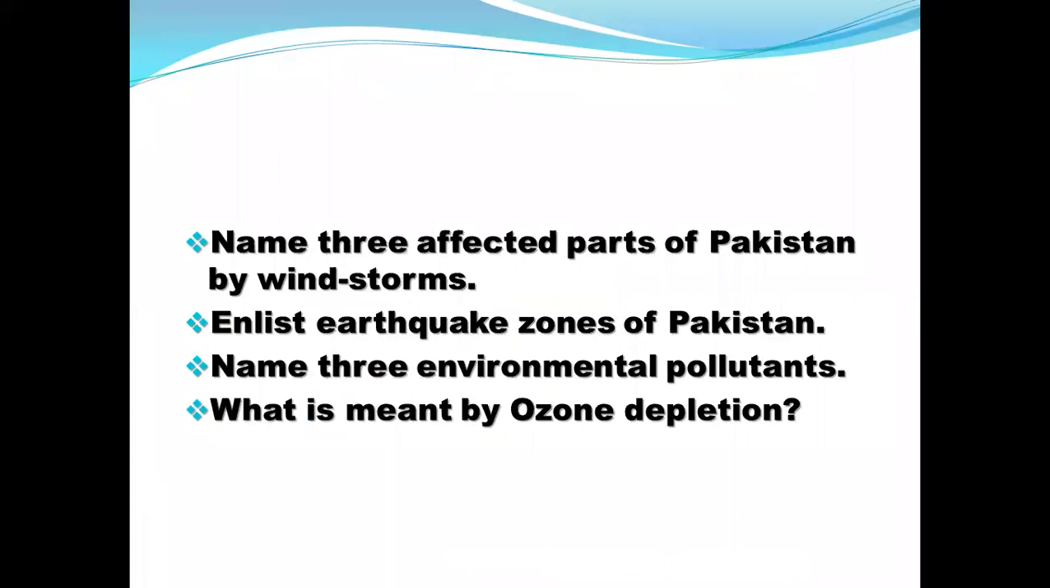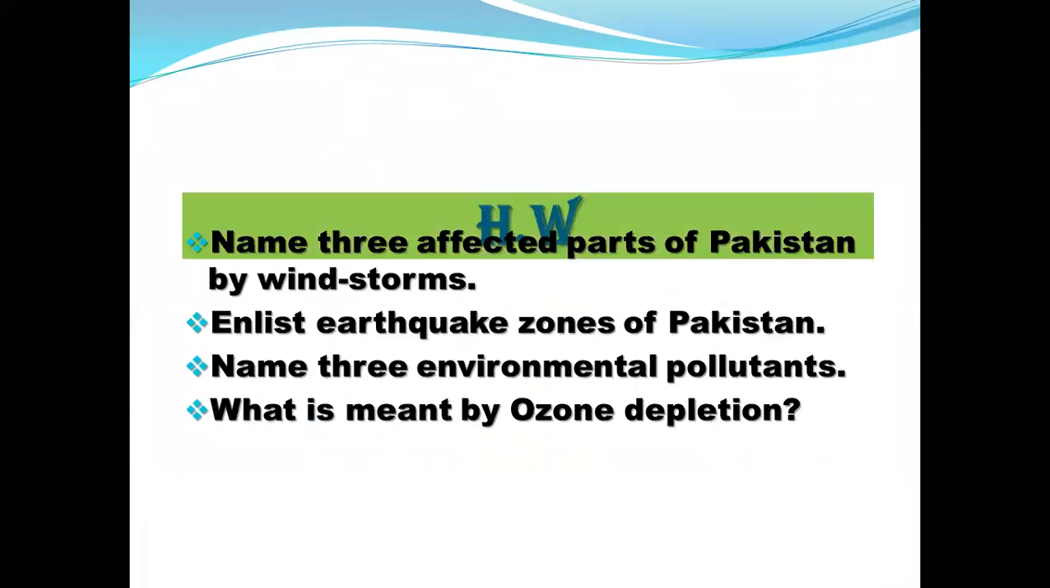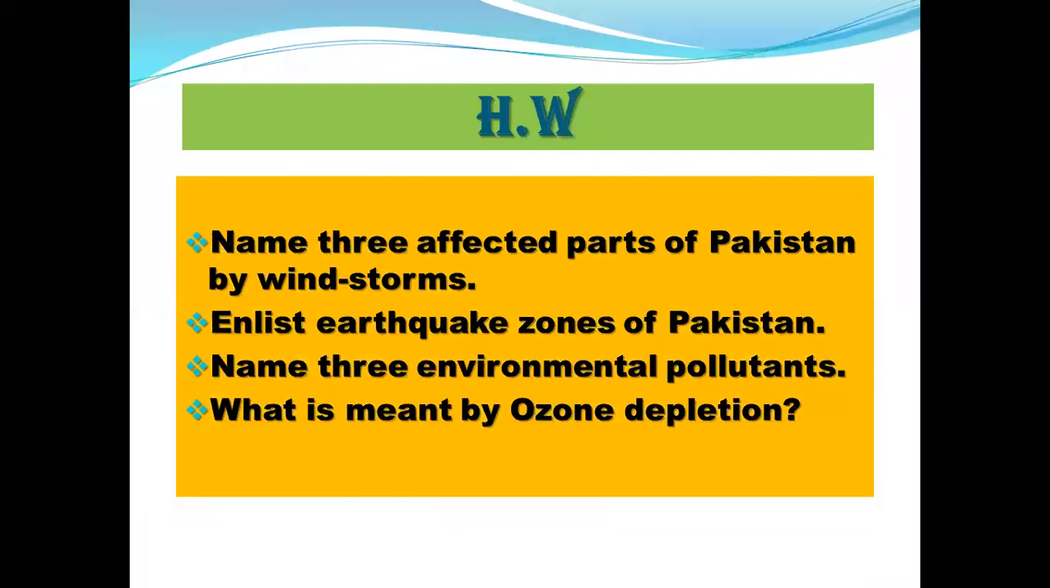Okay, this is the end of this chapter. Here is homework. You will write the answers of these short questions. Number one, name three parts of Pakistan affected by winds and storms. Number two, name the inland earthquake zones of Pakistan. Number three, name three environmental pollutants. Question number four is what is meant by ozone depletion?